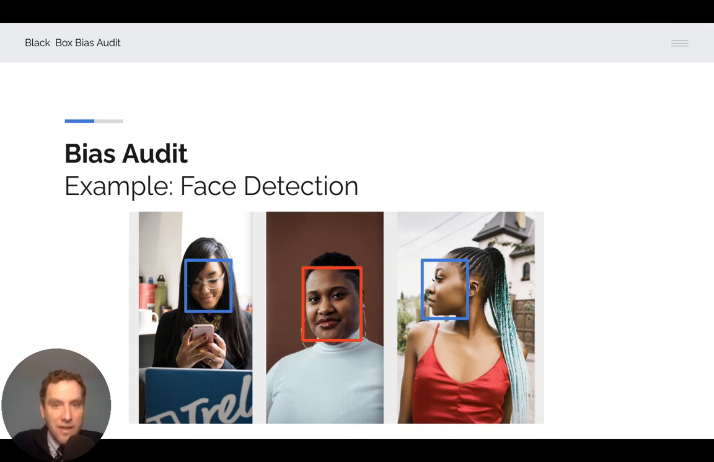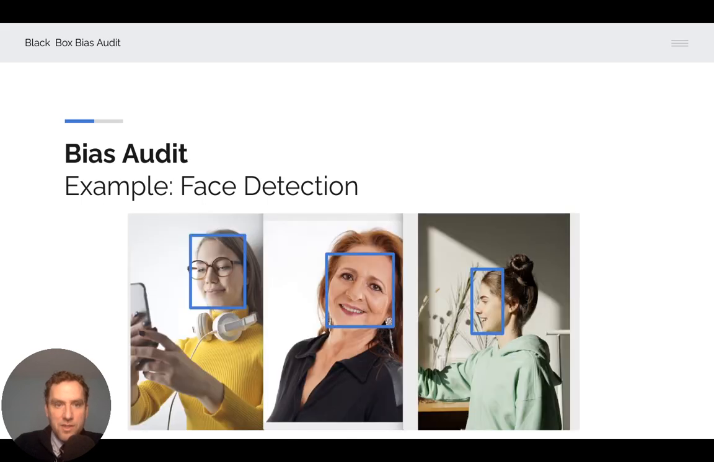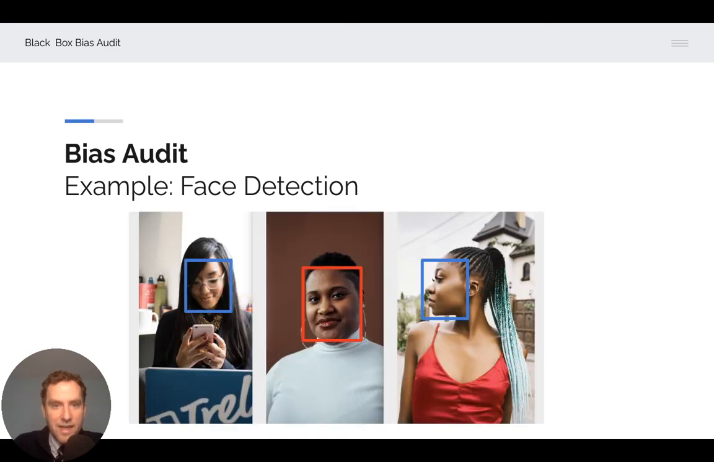And so let's say I do it, and then I see that the middle one, which I've outlined in red, let's say it fails to detect her face. Okay, and so now I have 2 different intersectional groups, and I have 3 images each. In the first case, it's detected all of them, and in the second case, it didn't detect one.